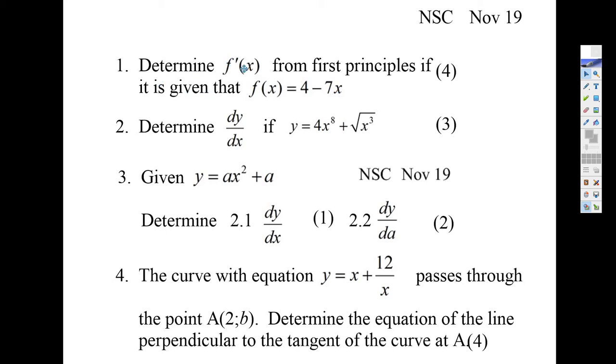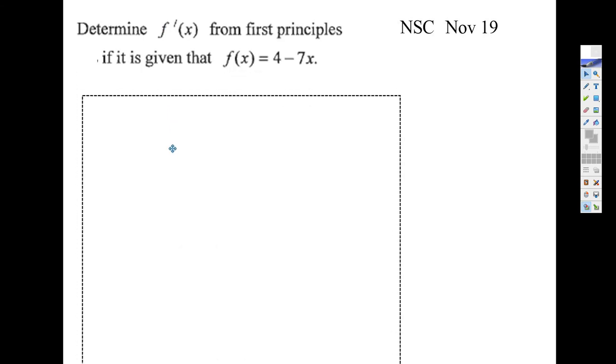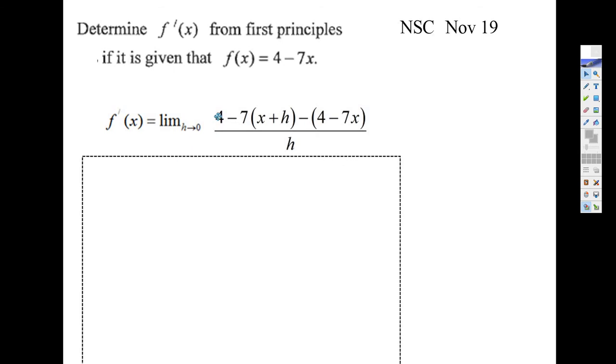It says determine f prime of x from first principles if the function is just 4 minus 7x. Well, first principles, you just got to know that you got to write down that formula. I didn't put it down there, but it's f of x plus h minus f of x. So that's all you do. Instead of x, put in an x plus h.